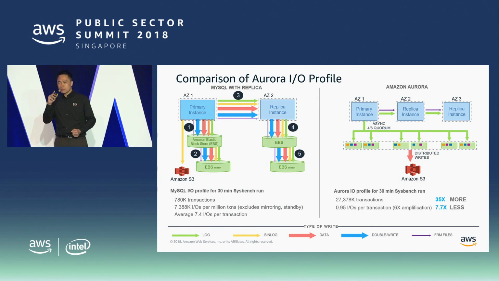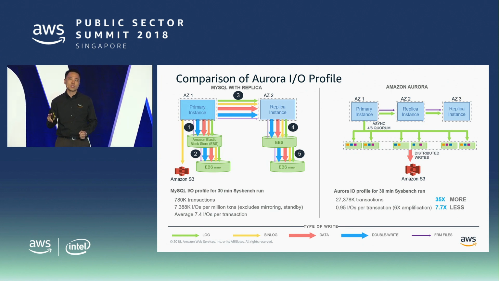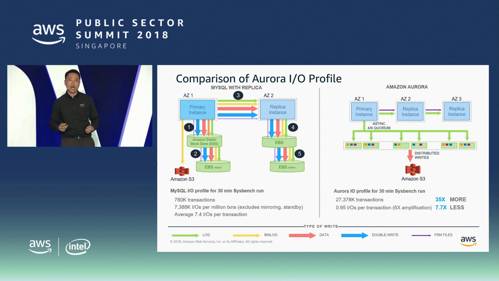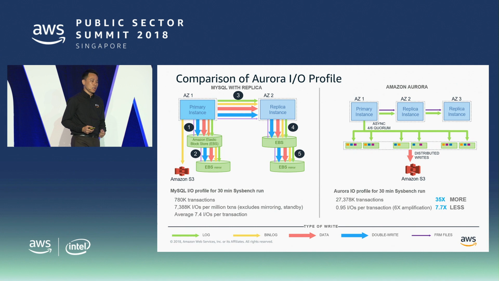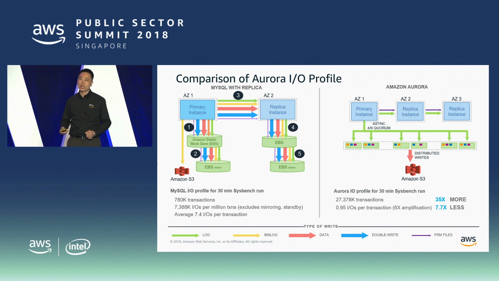Now let's do a next level of comparison for the algorithms I have mentioned to you in terms of minimizing the I/O and minimizing the network packets required. Why are we able to do that? On the left-hand side is a traditional MySQL setup with the replica on our platform. Basically, you can see that we will have a primary instance on AZ1, and then on the other hand, we have the replica instance on AZ2.